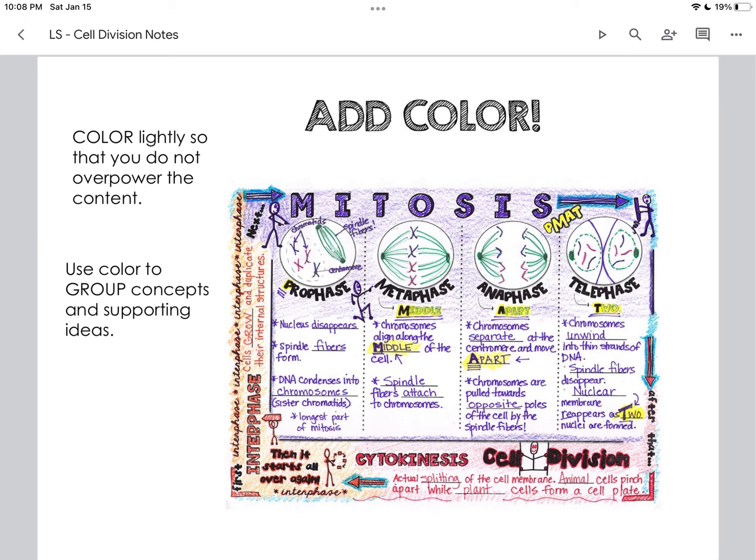So this is a sample of what it can look like. And at this time, you want to work on coloring this and also drawing what is going on in the circles. Because on the quiz, you are going to need to know all of these phases and how to recognize them. And one thing I want you to see is this word right here, the PMAT. PMAT is a word that helps us remember the stages.